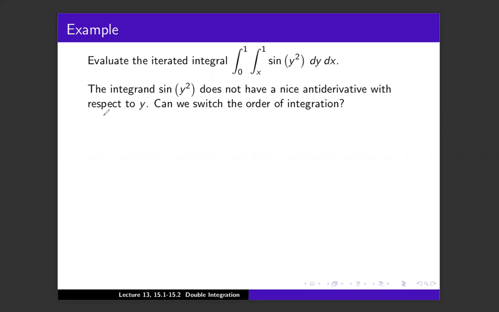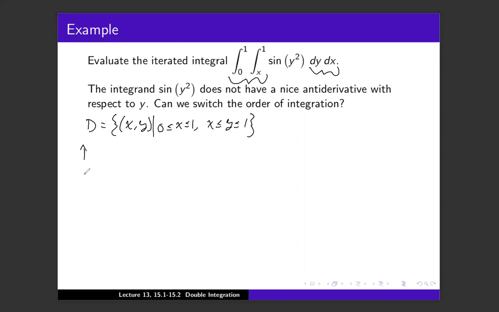So what we're going to try to do instead: sine of y squared is really hard to antidifferentiate with respect to y, but very easy to antidifferentiate with respect to x. I mean, heck, with respect to x, that's a constant. So can we switch the order of integration? Here's what we're going to do. We're going to look at our bounds and the order of integration that we're given. What this tells us is our region D in question is all x and y so that, what do you know about x? Well, dx is going from 0 to 1, so x is between 0 and 1, that's fine. And similarly, y is between x and 1.